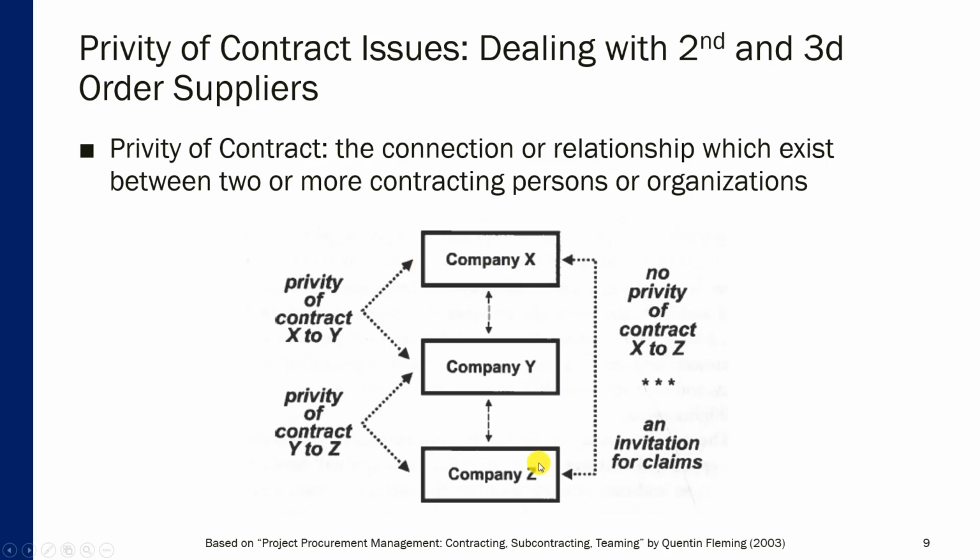If they wish to influence company Z in any way, they should deal with company Z through company Y by submitting requests to company Y first. So this is the issue of the privity of contract as explained in this diagram.